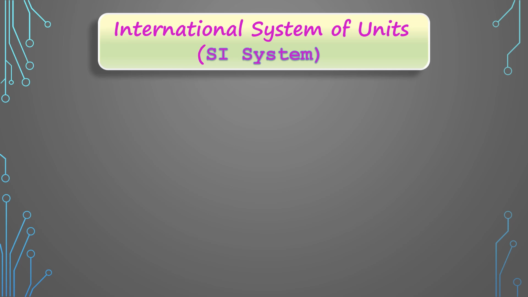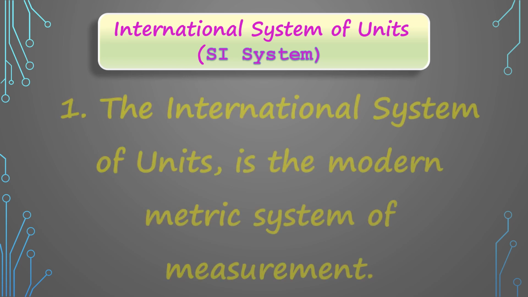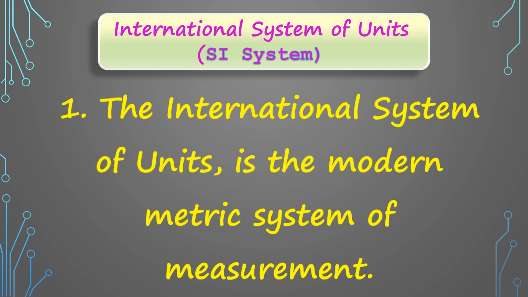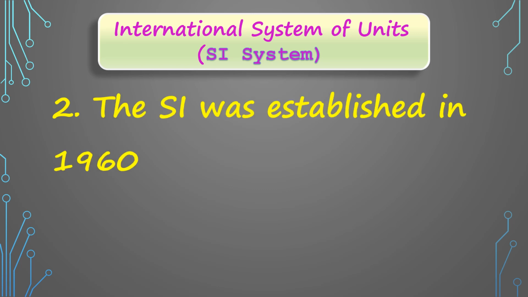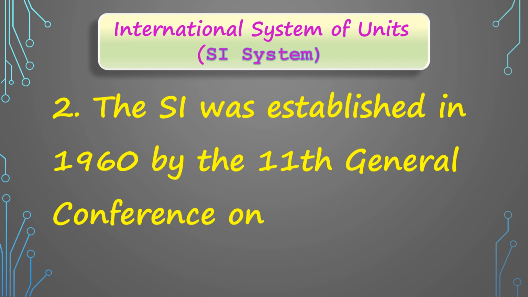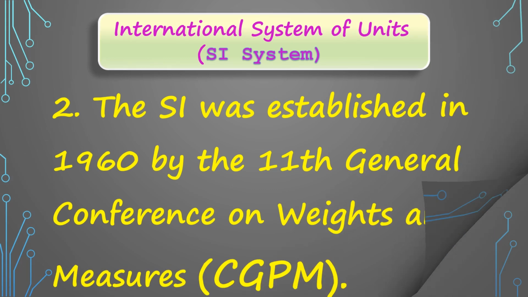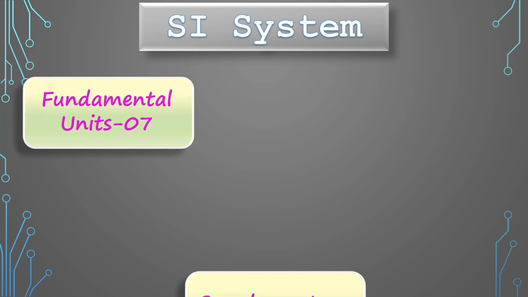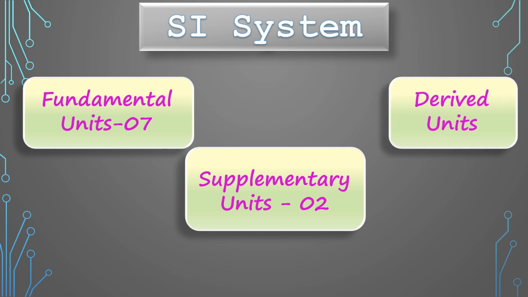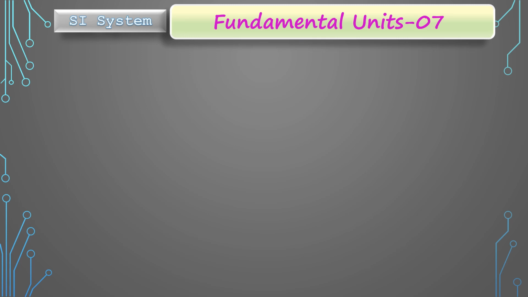Now let us discuss the most important system of units, the International System of Units, in short abbreviated as SI system. The International System of Units is the modern metric system of measurement. The SI system was established in 1960 by the 11th General Conference on Weights and Measures. The SI system is based on 7 fundamental units, 2 supplementary units and many derived units.